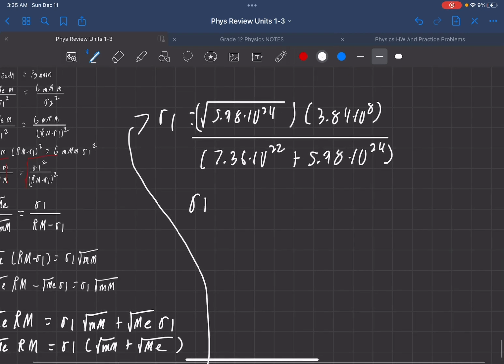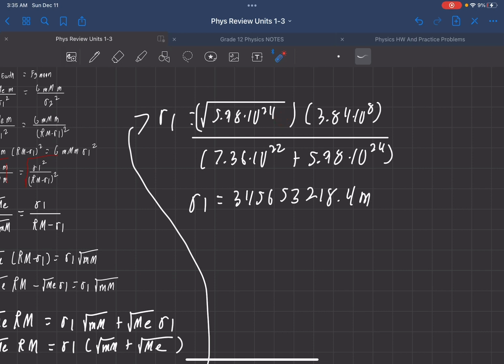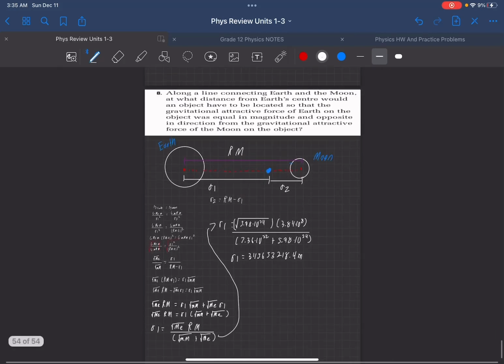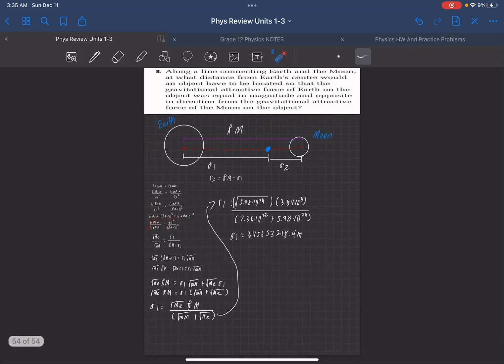And put that all into your calculators and you should get a value of 345,653,218.4 meters, right? I forgot to put the units, but if you were to cancel them all out, you'll end up with meters. So that is how far we must place an object away from the center of the Earth in order for the Moon and the Earth to share equal gravitational effects on this object. So as you can see, this is a lot farther from the Earth than it is from the Moon to the object.